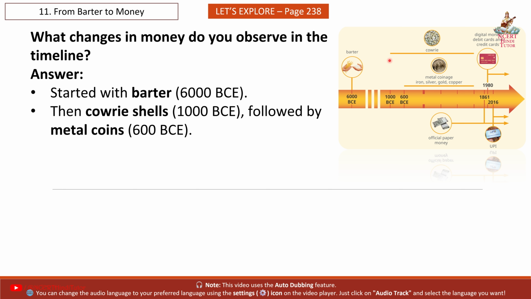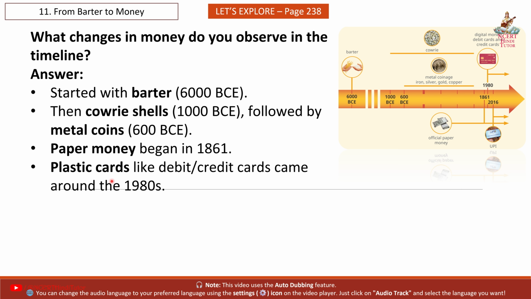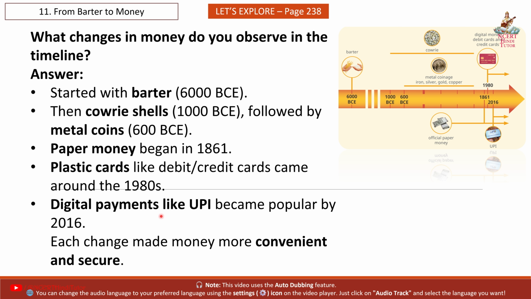This is 1000 BCE, this is 600 BCE. Paper money began in 1861 here. Plastic cards like debit, credit cards came around the 1980s here. Digital payments like UPI became popular by 2016. Each change made money more convenient and secure.